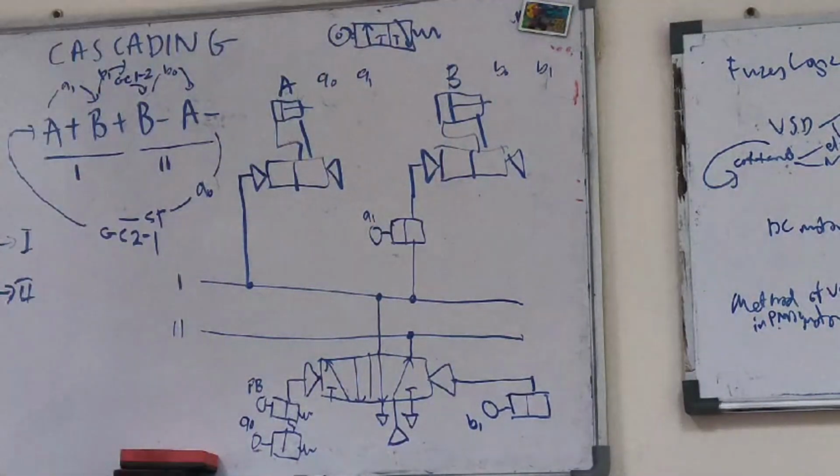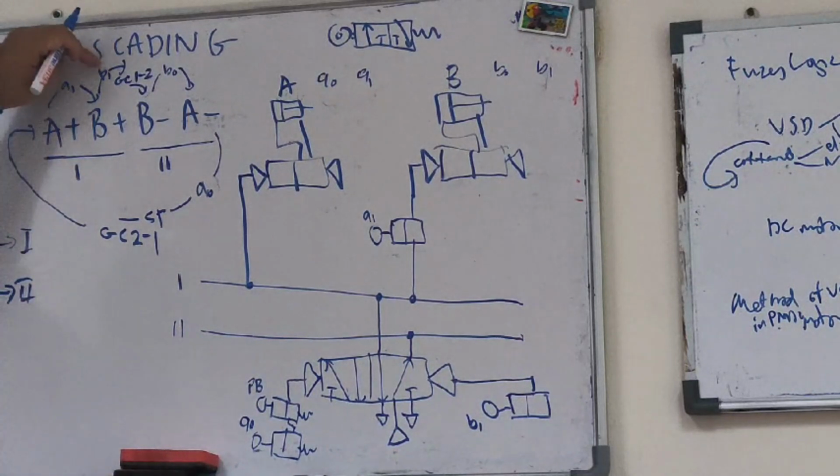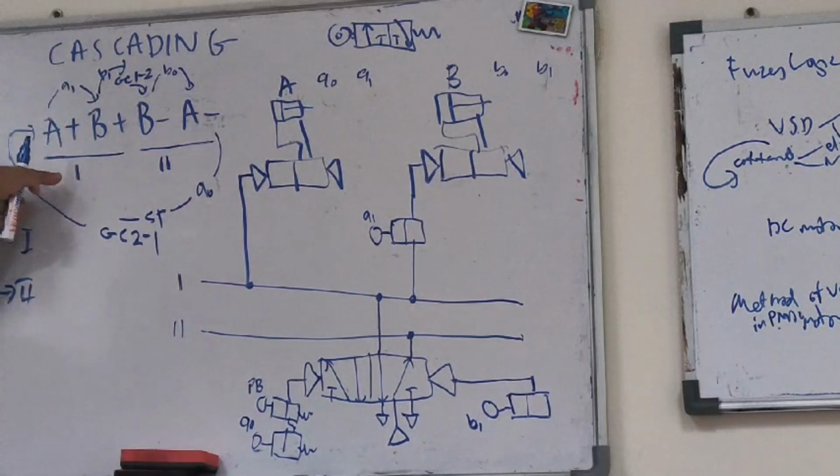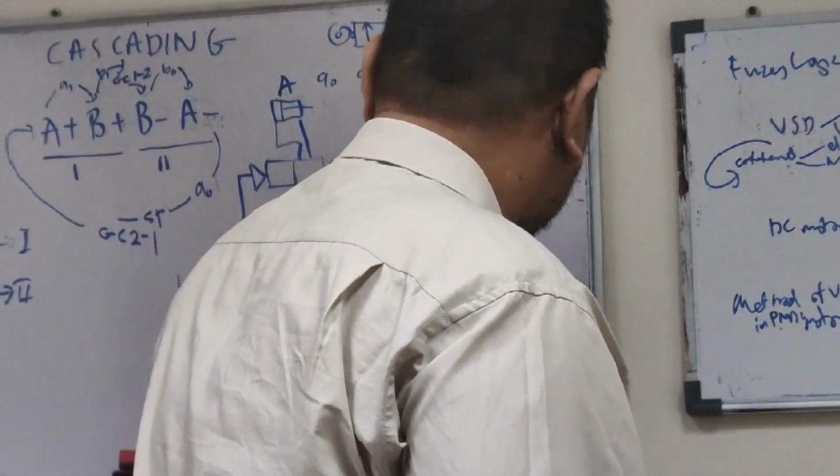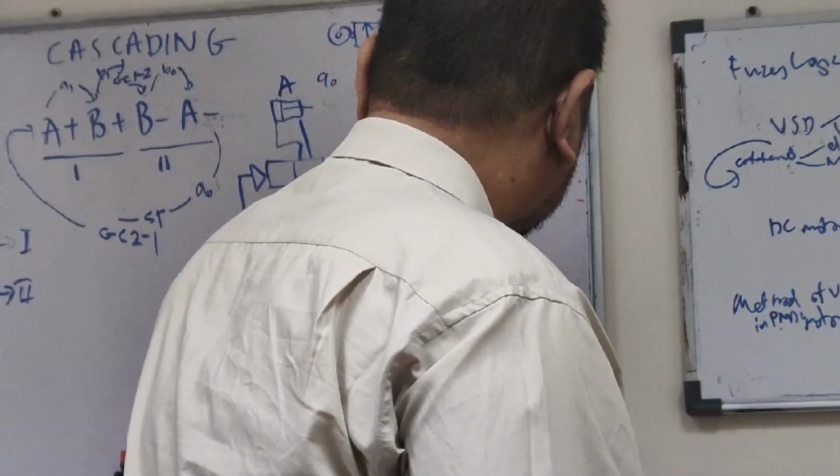And what is the source of power for B1? It is group 1. So the source of power of B1 is group 1.